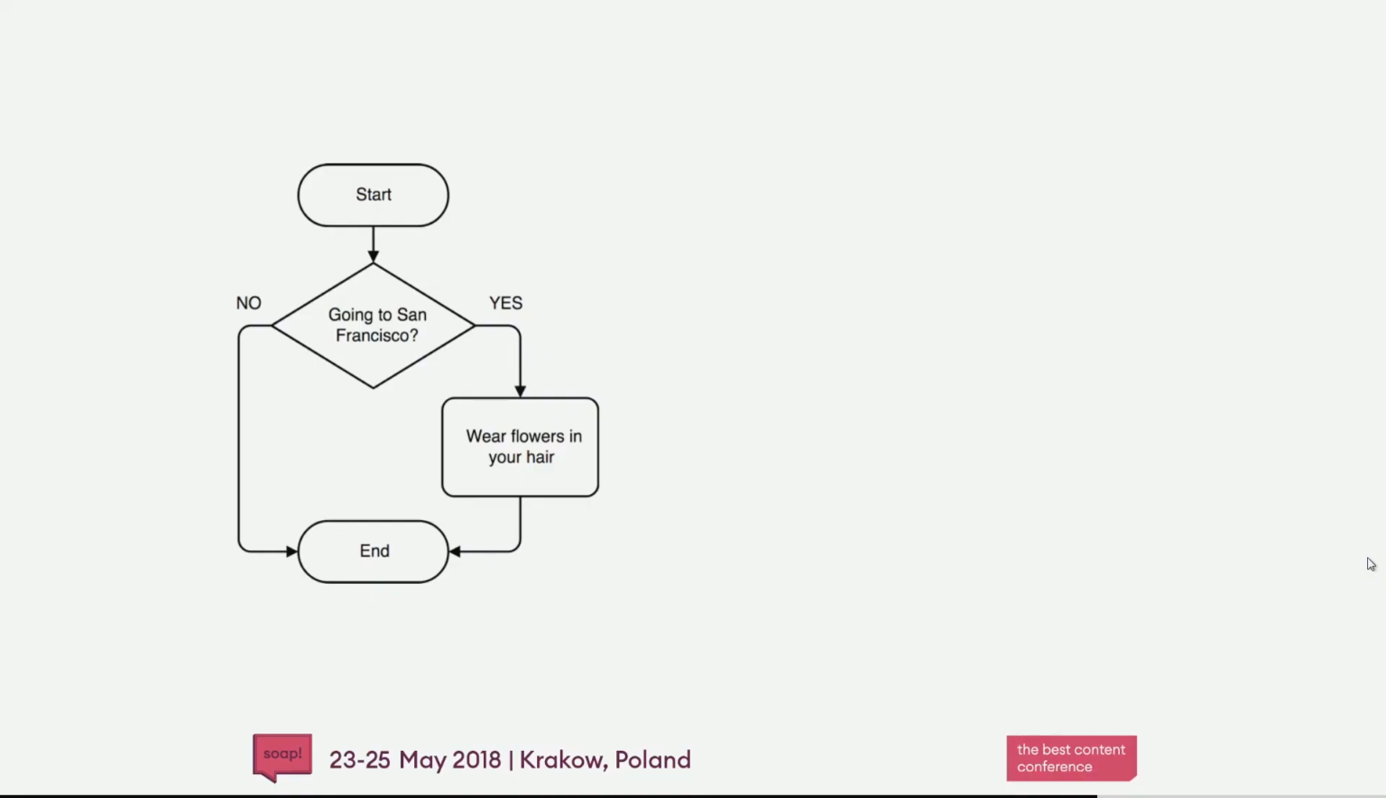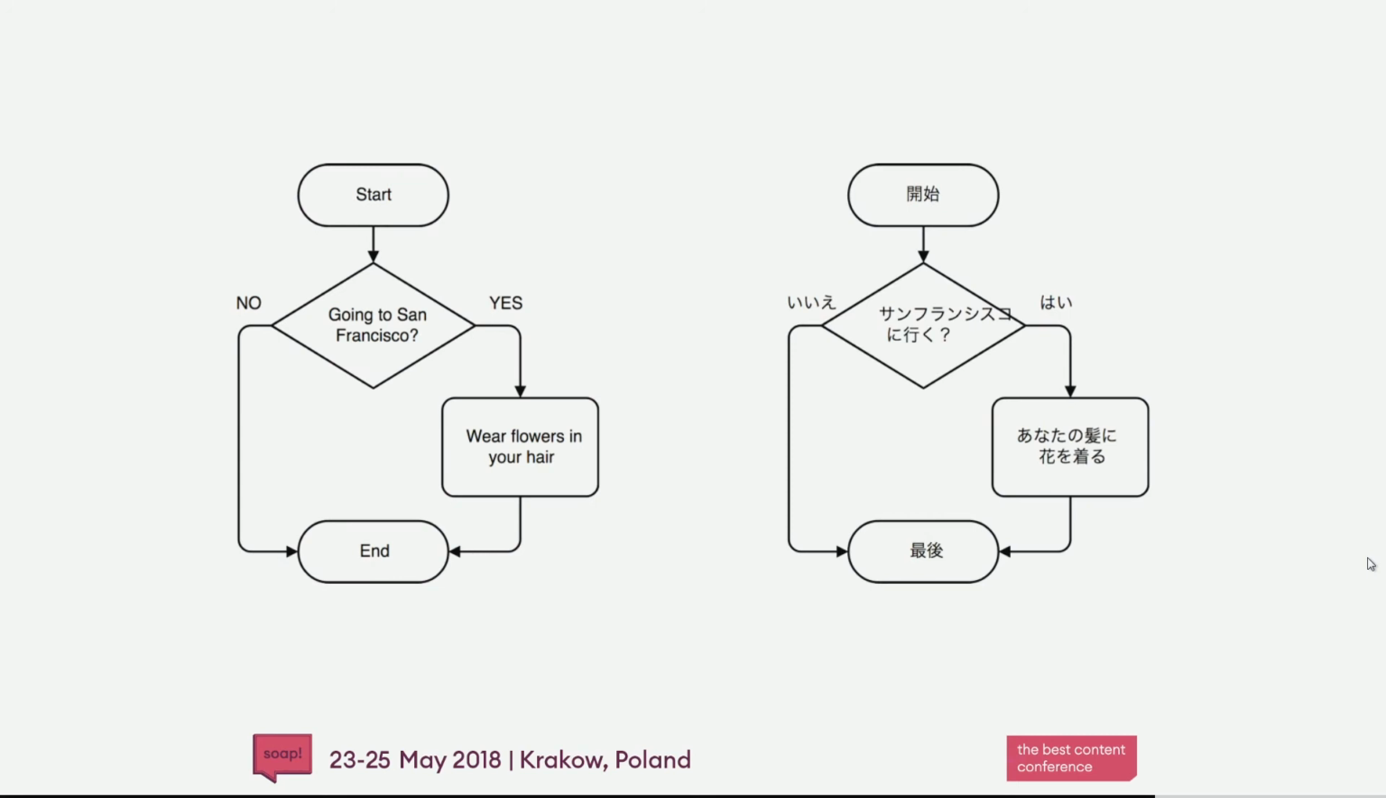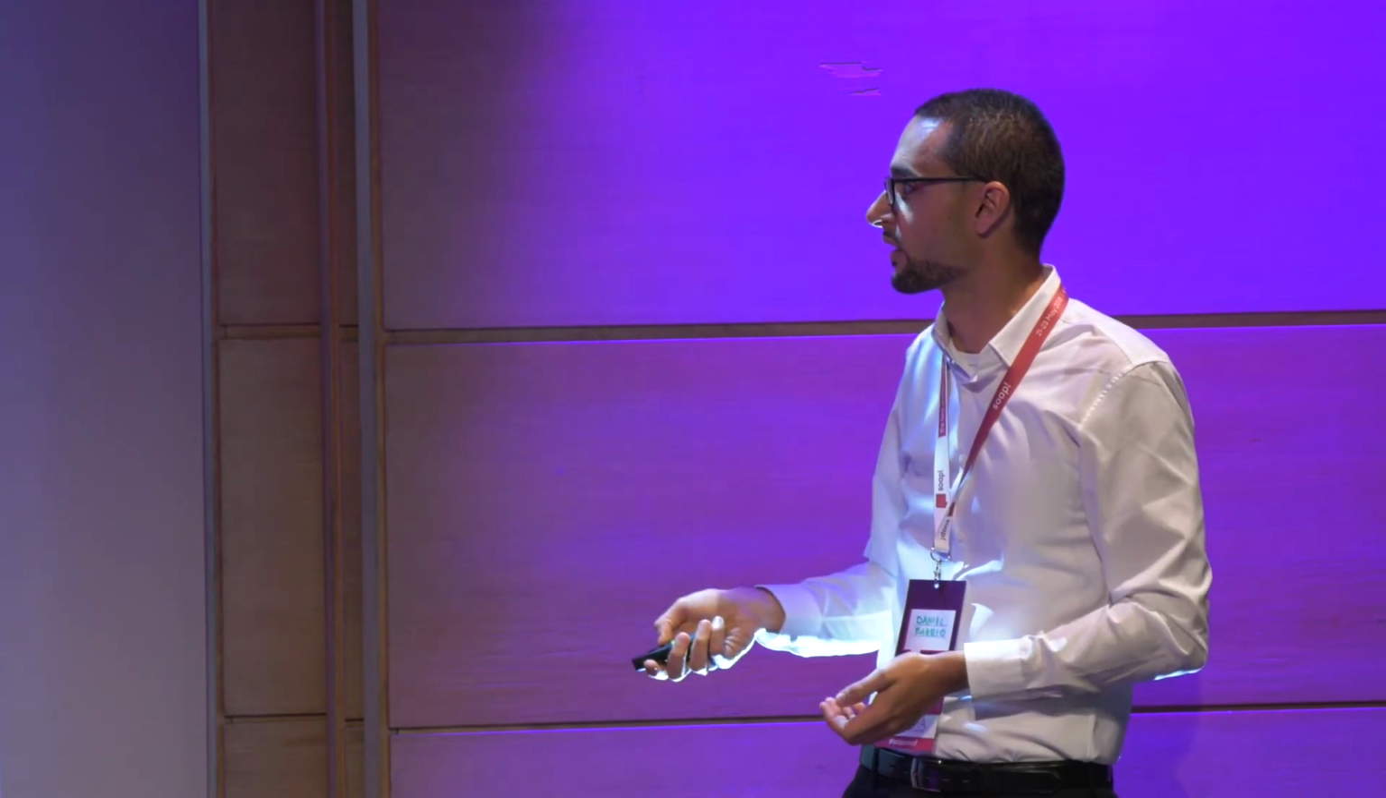So let's imagine that we created a nice flowchart with the lyrics of that song about going to San Francisco and wearing flowers in your head. So yeah, you have to make sure, if you are going to San Francisco, to put some flowers in your head. And we want to localize this, for example, into Japanese. However, something went wrong. We send it out to the vendor, and as you can see, the layout is funky. Something's not right. So they just extracted the strings. They did their job. But why is the layout broken?